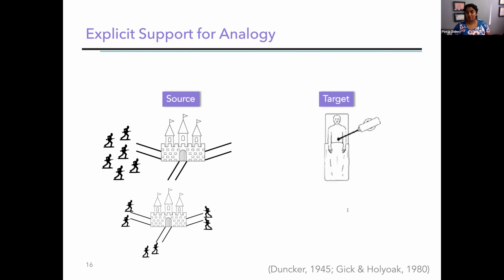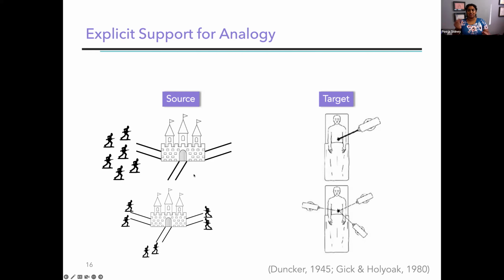In this problem, a patient needs radiation therapy to treat a tumor, but at full strength, the radiation will also kill the healthy tissue on its way to the tumor. As it turns out, the solution to this problem is to split the radiation into smaller doses.